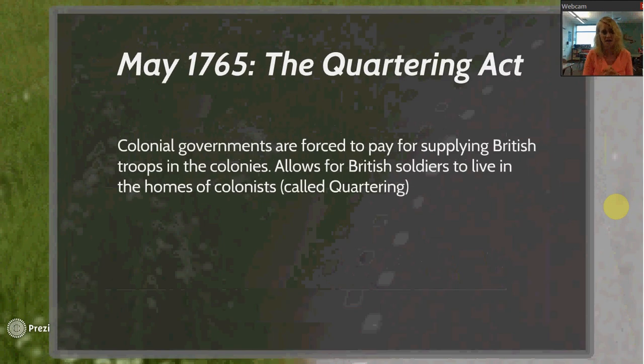In May of that year, 1765, the British passed the Quartering Act. So what this said is that, all right, we've got these troops stationed in the colonies. They need somewhere to live. So rather than building barracks or whatever we're going to do, we're just going to move a lot of the officers and the head honchos into the homes of the colonists. So this is something called quartering.